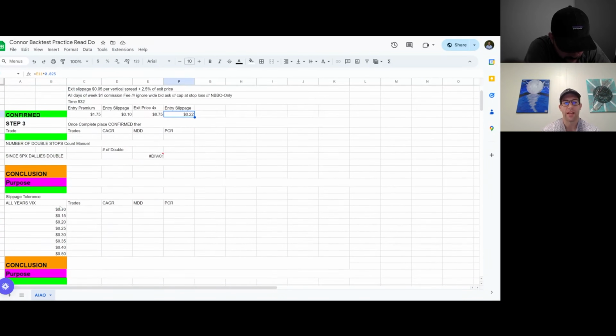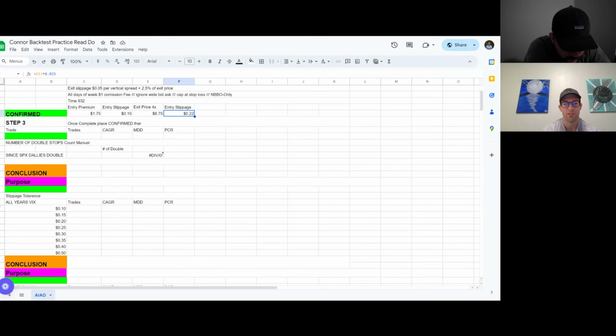And then I outlined a bunch of filters here for you to do the backtest. When you do the backtest with those parameters, you're going to put the number of trades, the compounded annual growth rate, which will be a percentage, the max drawdown, which will be a percentage, and then the premium capture rate, which is a percentage. Does that all make sense thus far?